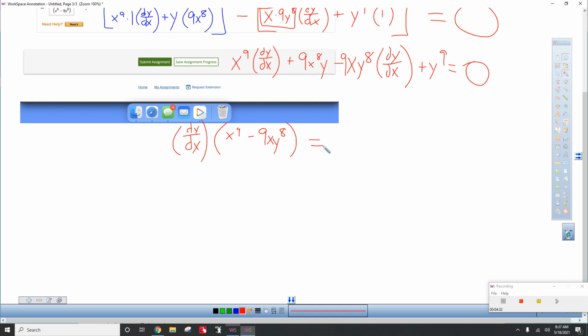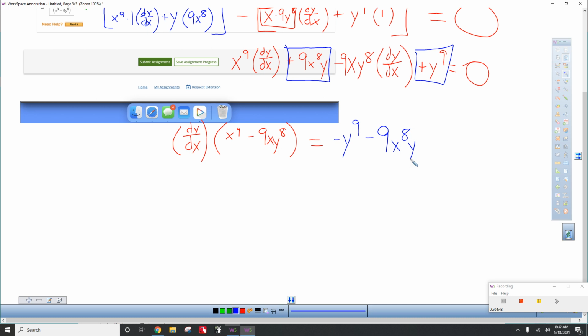Equals, now let's move this thing and this thing over to the other side. Well, how do we move it over? We subtract it. So over here we'll have negative y to the 9th minus 9x to the 8th y. Okay? We subtracted those from both sides. That also indicates why the 0 is gone.